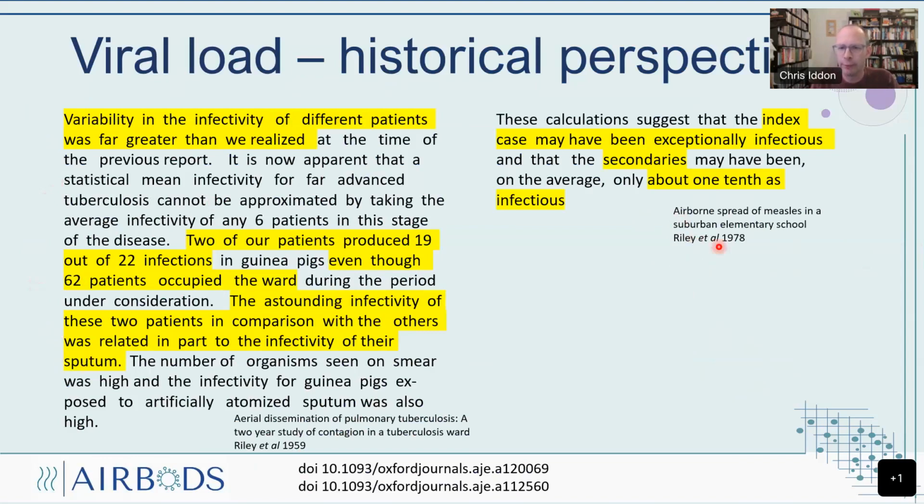And comparably, in 1978, Riley, where they established the Wells-Riley model by modelling an airborne spread of measles in a suburban elementary school, discovered that the index case may have been exceptionally infectious because the number of secondary cases that they had were on average about 1/10 as infectious. So maybe for many pathogens, we have a range of emission rates from infectors.